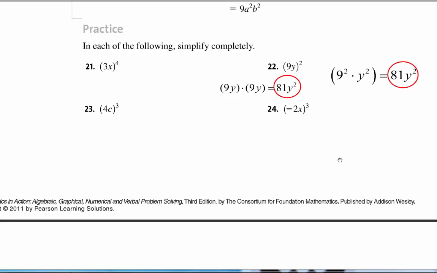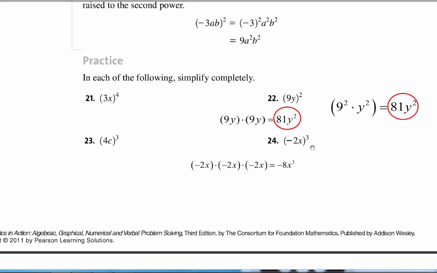Let's take a look at 24. We could think of 24 as repeated multiplication, right? Negative 2x times negative 2x times negative 2x. We do the multiplication 3 times to get negative 8x cubed. Or we could take each factor, the negative 2, and raise it to the third power. And we could take the x and raise it to the third power. And we're left with negative 8x cubed.